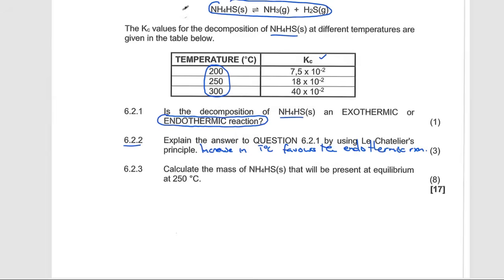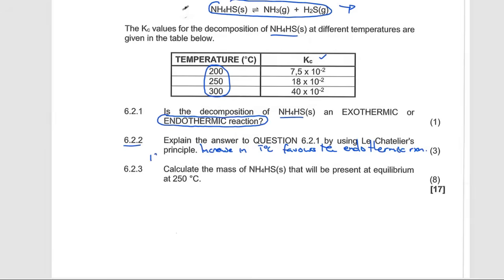So in terms of this, you can see your Kc value increases with an increase in temperature, right? So an increase in temperature favors the endothermic reaction. In this case, it's going to be our forward reaction. Then if temperature is increased, the forward reaction is favored, right?